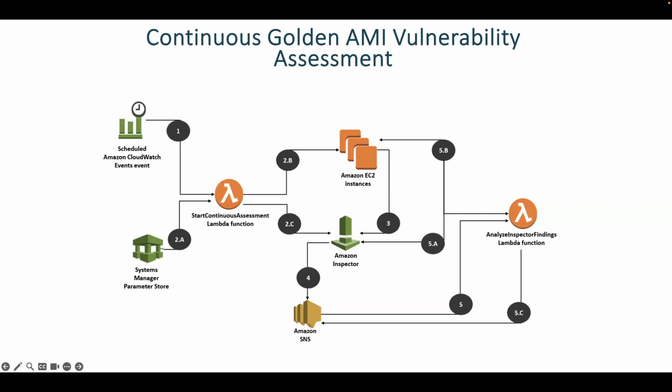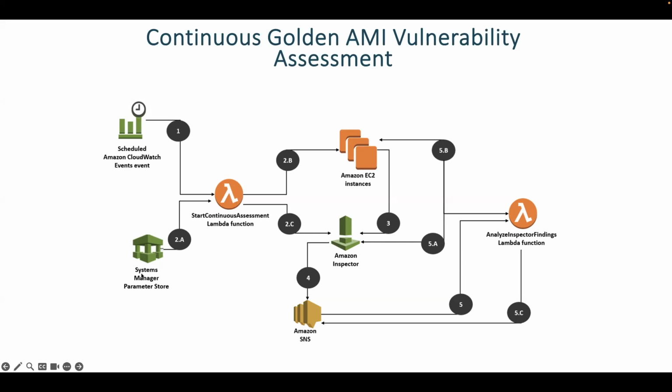in your golden AMIs. So at first, a CloudWatch Events rule is scheduled to trigger at specific intervals. This ensures that the vulnerability assessments run automatically at regular times that you specify in the events. So the purpose is to automate the start of the security scanning process without manual intervention. Second, the CloudWatch event triggers the start continuous assessment Lambda function, which performs various actions. Out of which is 2A.